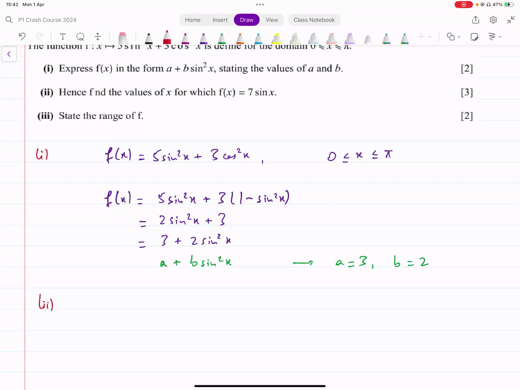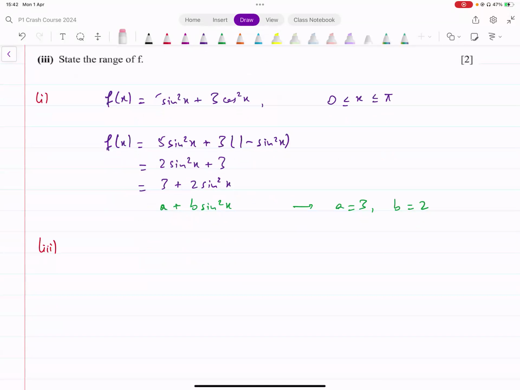In part 2, you have to solve an equation. Again, you've done this in trigonometry. It looks like it's going to become a quadratic equation. You can solve that quadratic equation. We've done many of those. I'm going to skip that part. We're doing functions, so let's move on to the last part, which says state the range of it. Now, how do you find the range of this function?